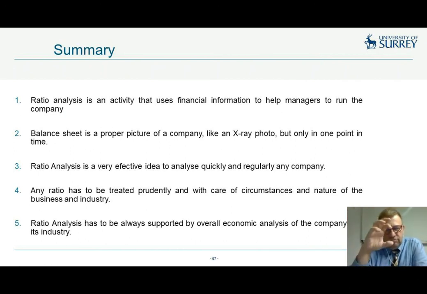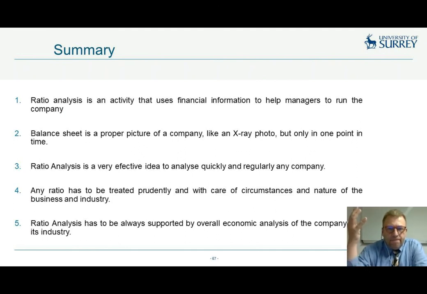Brief, just in a bullet: ratio analysis is an activity that uses financial information to help managers run the company. Yes, these are the indications. These are just some figures, just some numbers. And when you know how to interpret them, you know basically how to run the company.